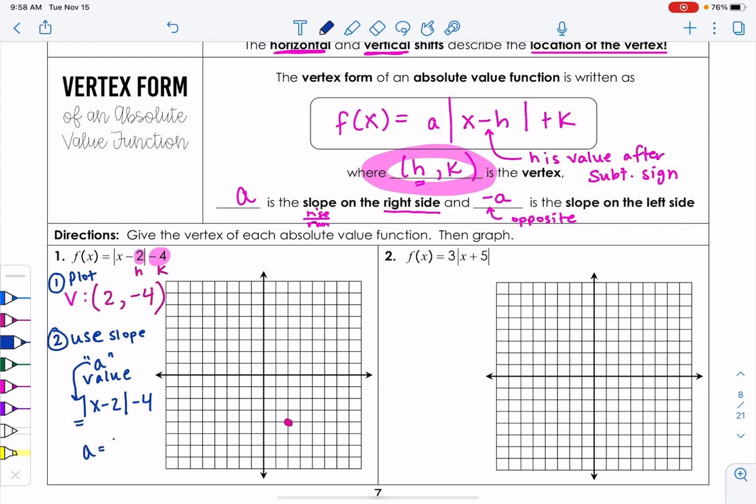The a value is going to be 1, which just means we're going to rise 1 and run 1 for our slope. So we go up 1, over 1, up 1, over 1, up 1, over 1 off to the right-hand side. And then to the left-hand side, we're just going to go up 1 to the left 1. We're just going to make our V-shaped graph. Then take your ruler or freehand it, and make your V shape.